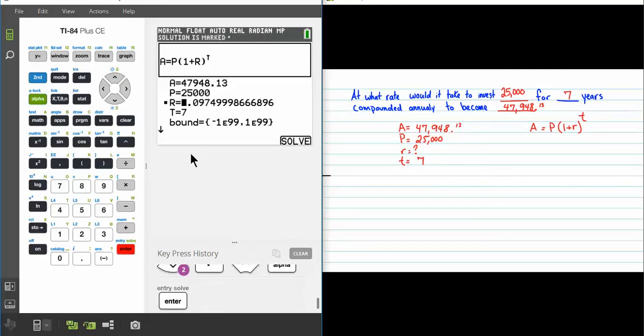Okay, so this is the answer that I get. Now, I use solver. Here's the setup that I did. So if my answer is 0.097, and I'll use a 5, so I'll round that off. I want you to be careful about something.